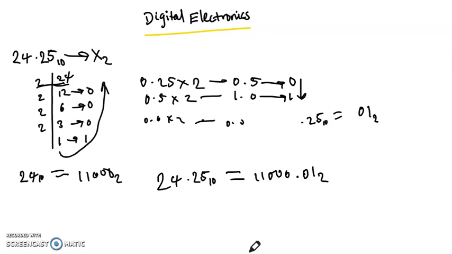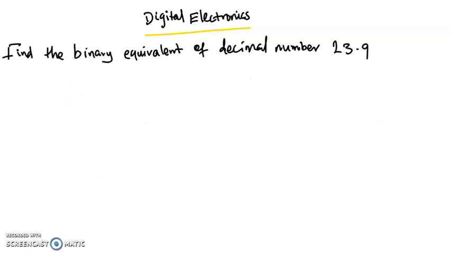So let's take another question. Let's say that we are to find the binary equivalent of the decimal number 23.9. So the question is: find the binary equivalent of 23.9. Of course it's a decimal number, so it is base 10. We are finding the binary equivalent. This is exactly what we are supposed to do.